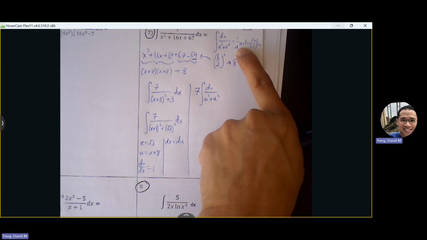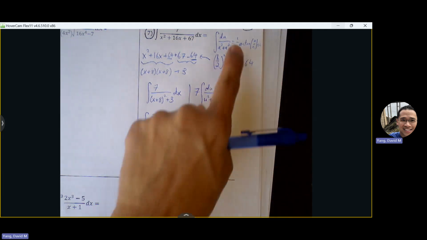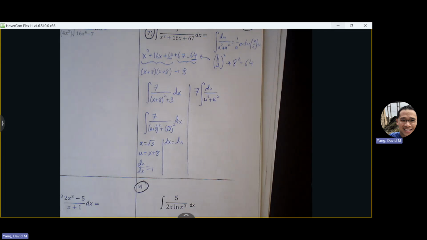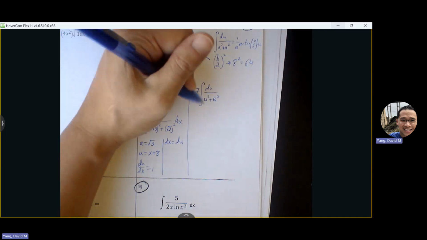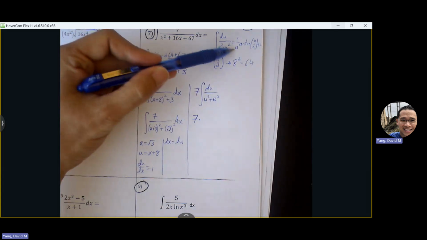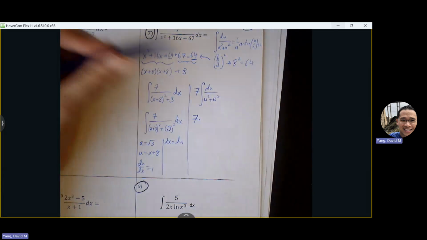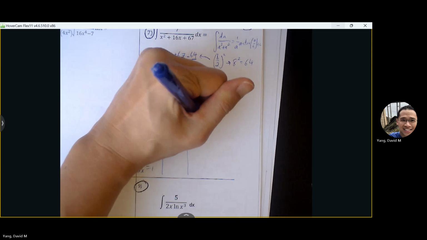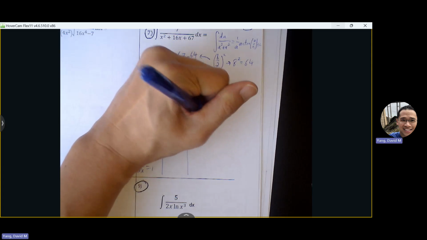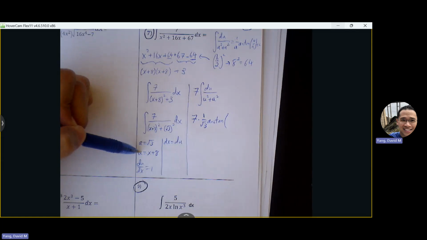There's a 1 over a that's going to show up in front of my arctangent, but there's also a 7. So I need to make sure that both are showing up in front of my antiderivative. So 7 comes first, then the 1 over a. So 1 over what? Root 3. Arctangent of u over a. So u over a.